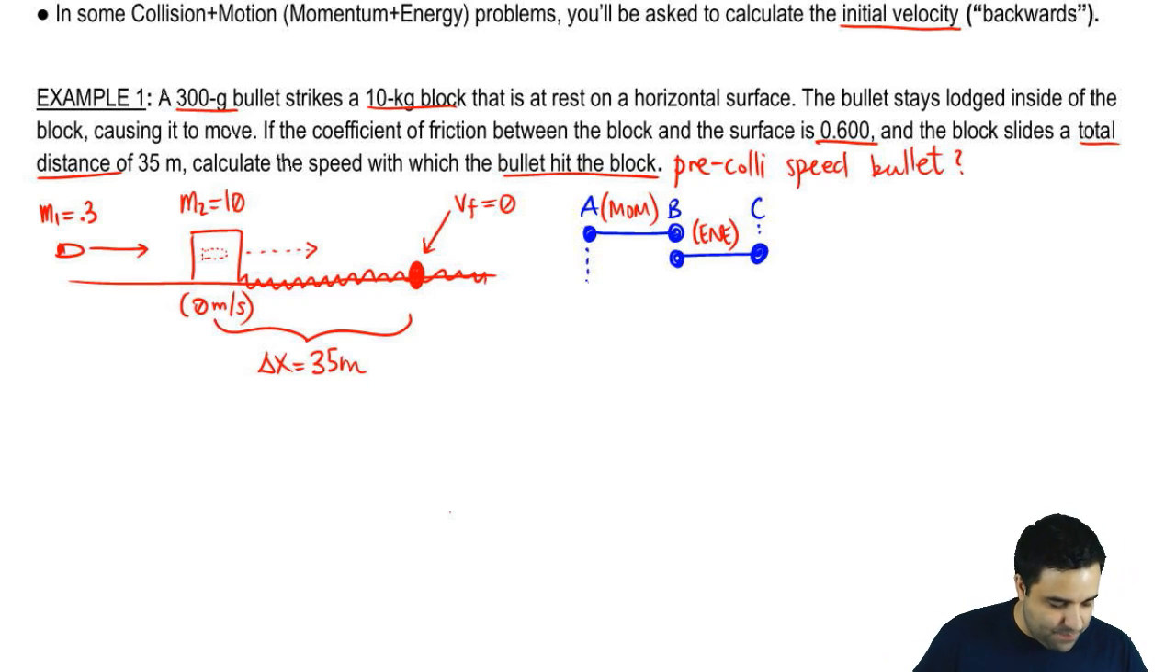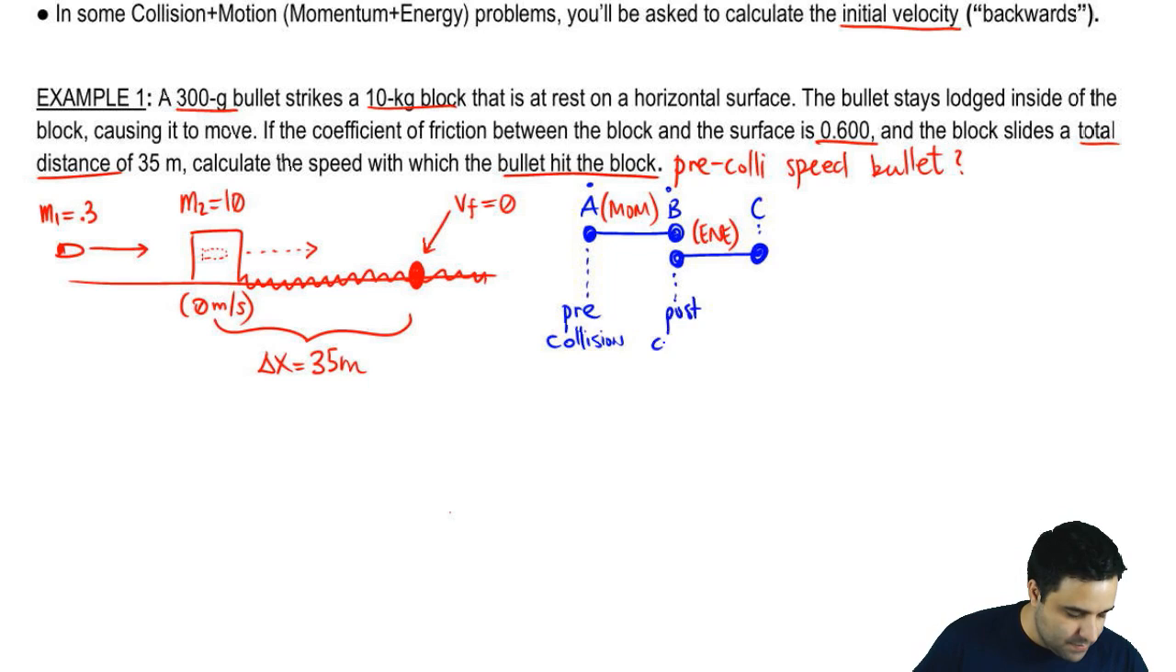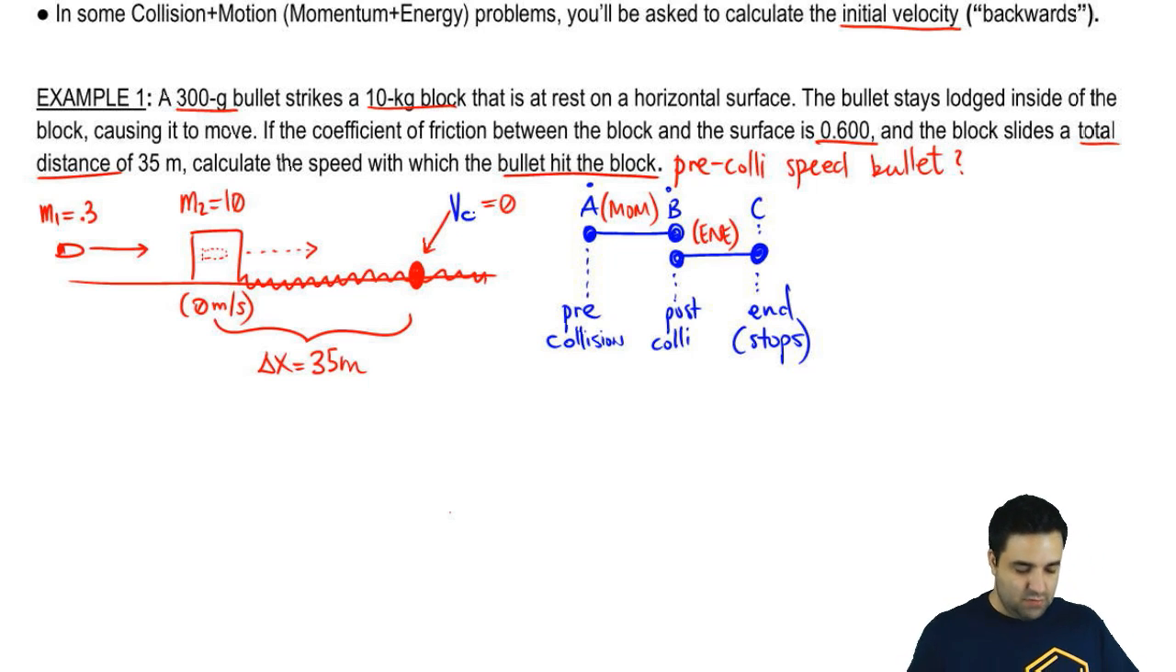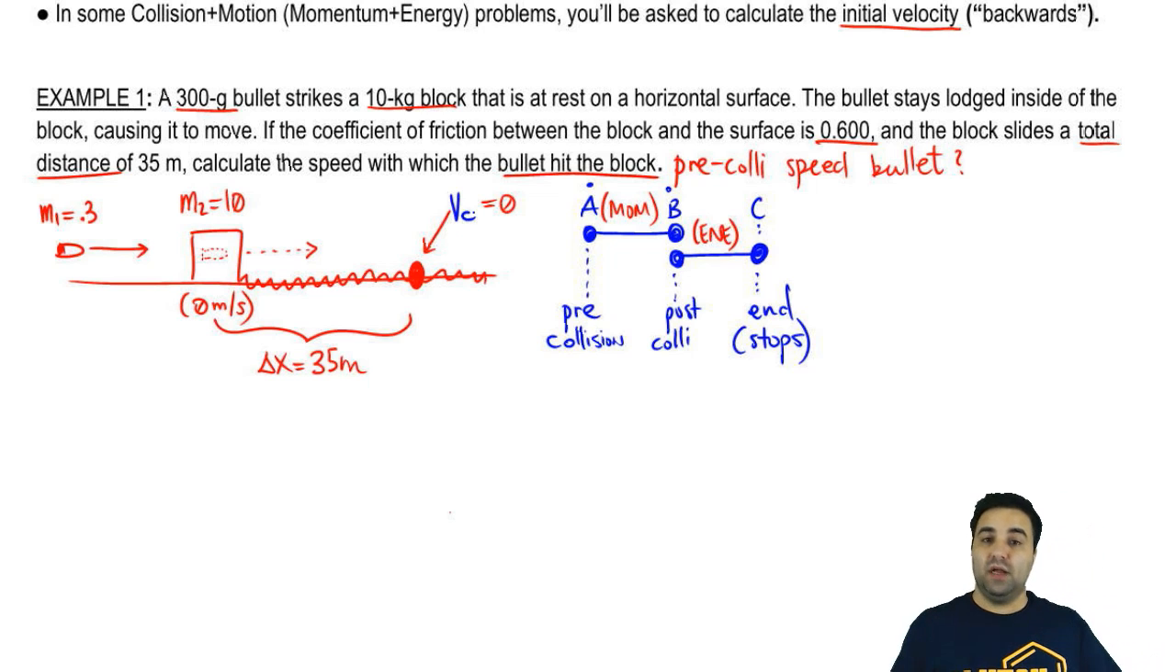I want to remind you that before the collision is A, in this case, because it's to the left here. And then after the collision is B. So this is pre-collision, we call B post-collision, and we call C the end where the object stops. So when I wrote here that V final is 0, just to be more specific, this is VC, okay? VC of both the block and the bullet.